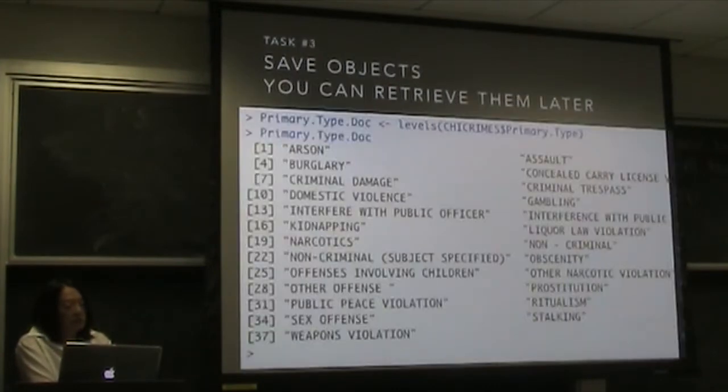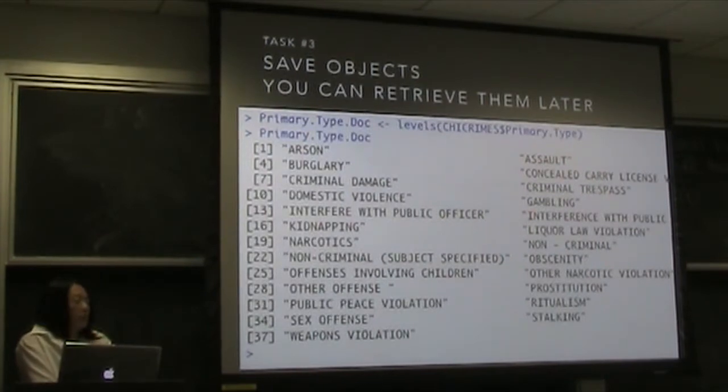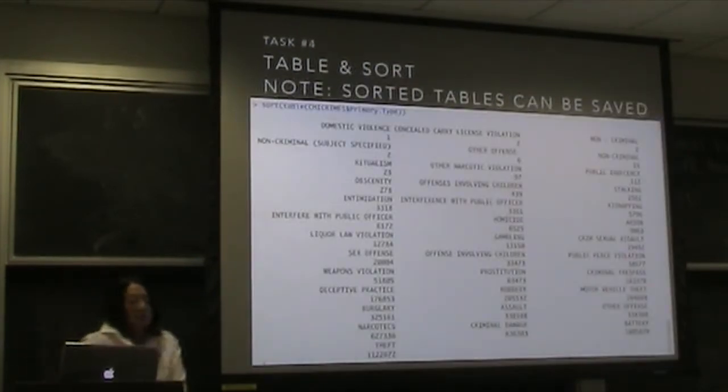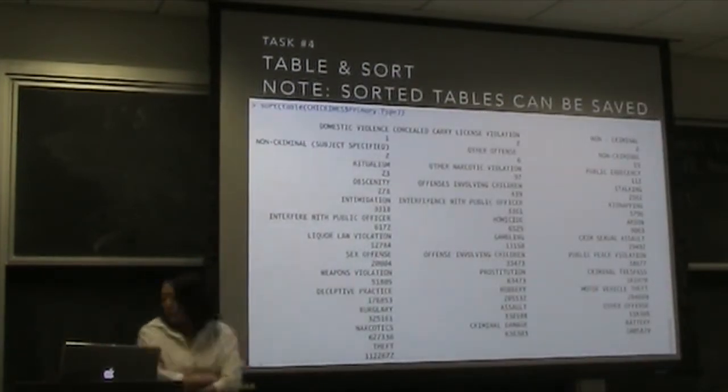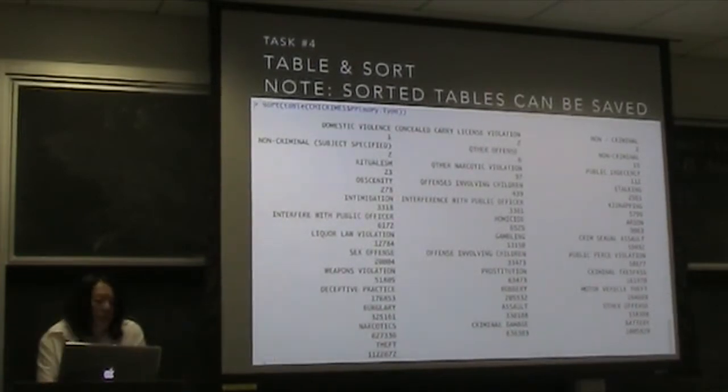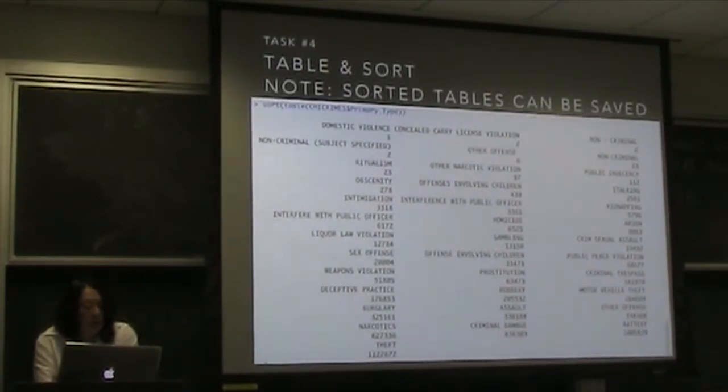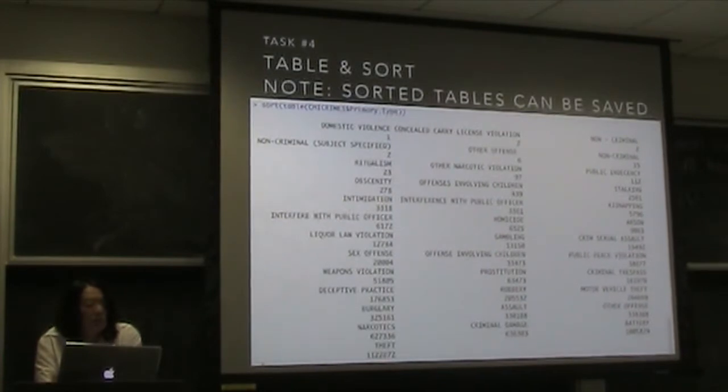Okay, so task 3 was saving objects. There are lots of things you can save. You can save tables, and those are handy. Speaking of tables, we're in task 4, tabling and sorting. Your sorted tables can be saved. Any table can be saved.